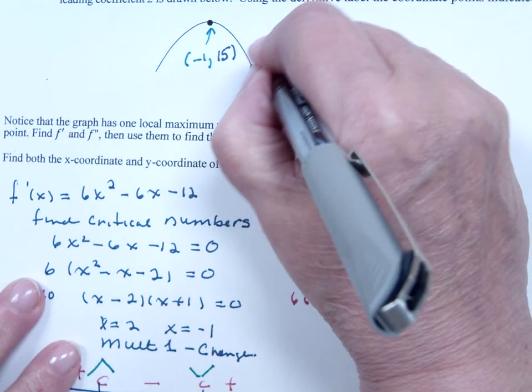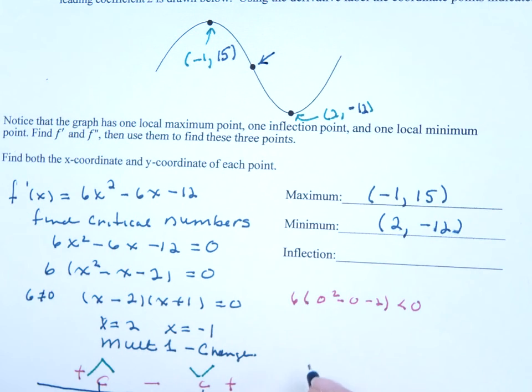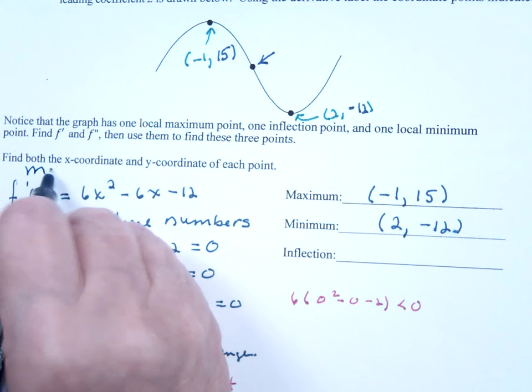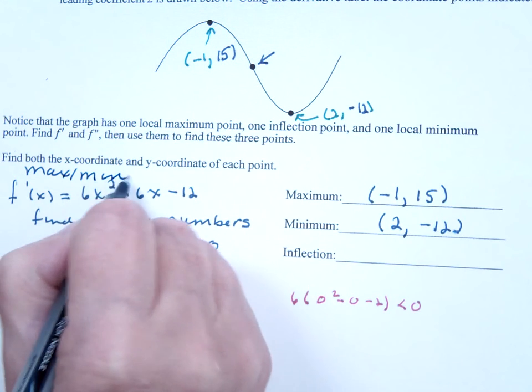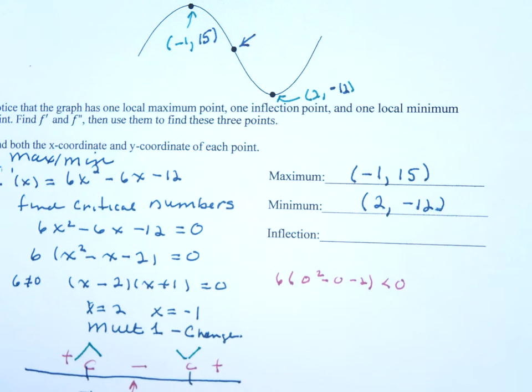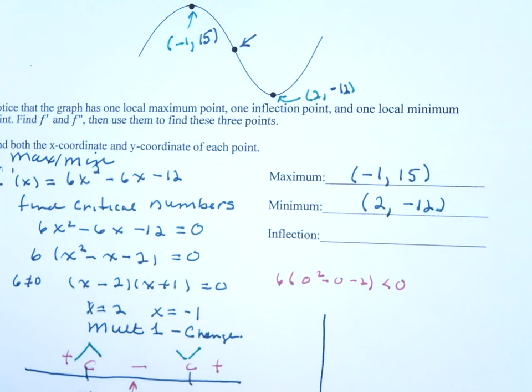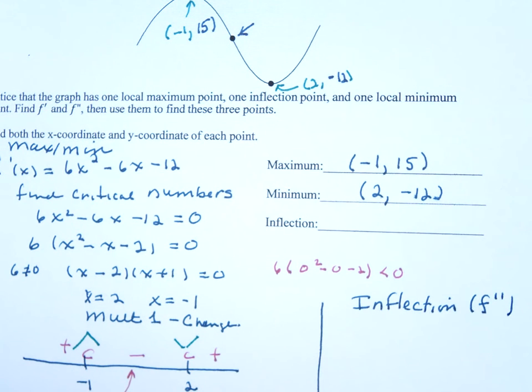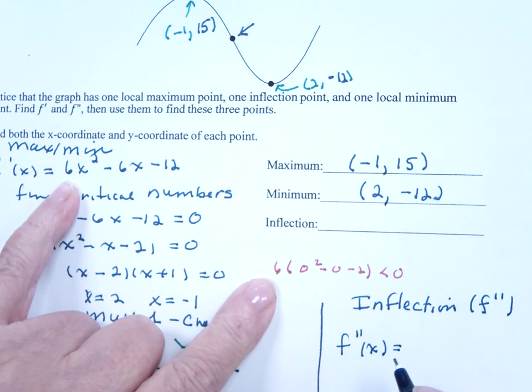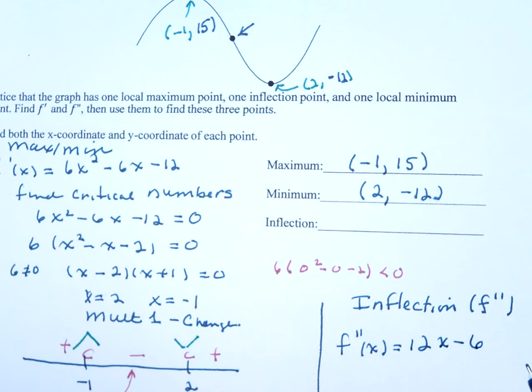Then I'm going to be looking at the inflection point. So first derivative, this is max, min. Then inflection, that's f double prime. Well, f double prime is the derivative of f prime. The derivative of f prime is 12x minus 6. That's easy enough.